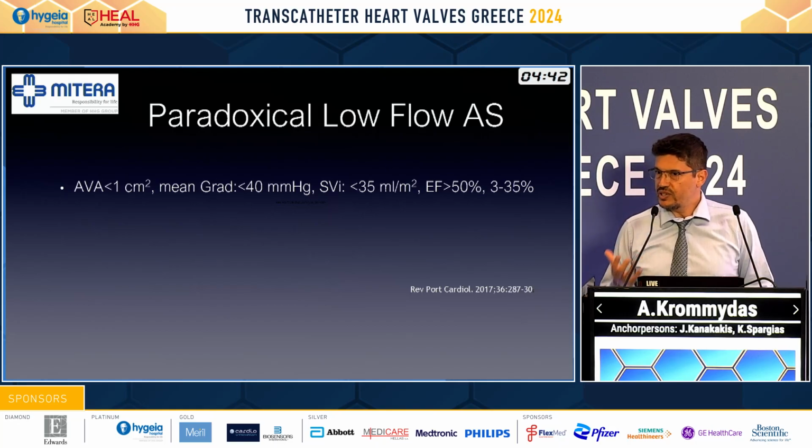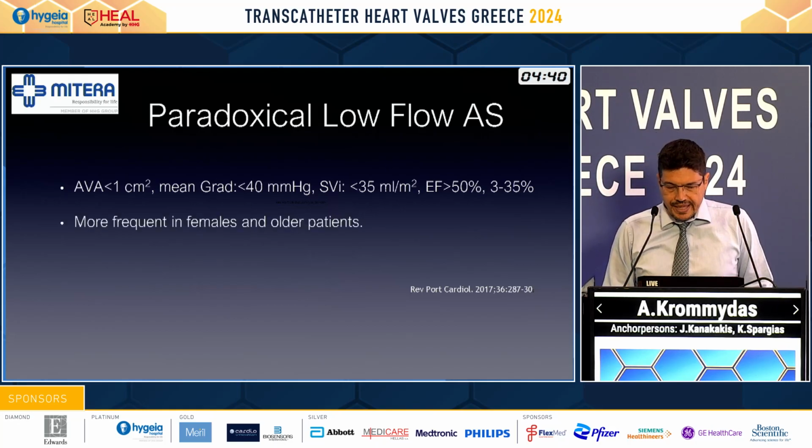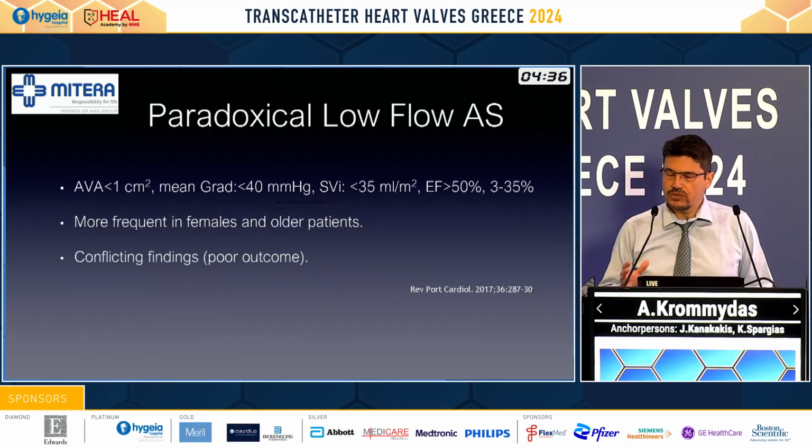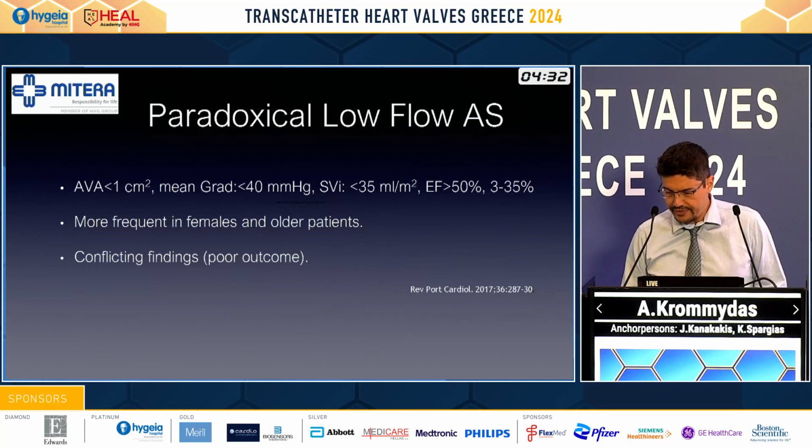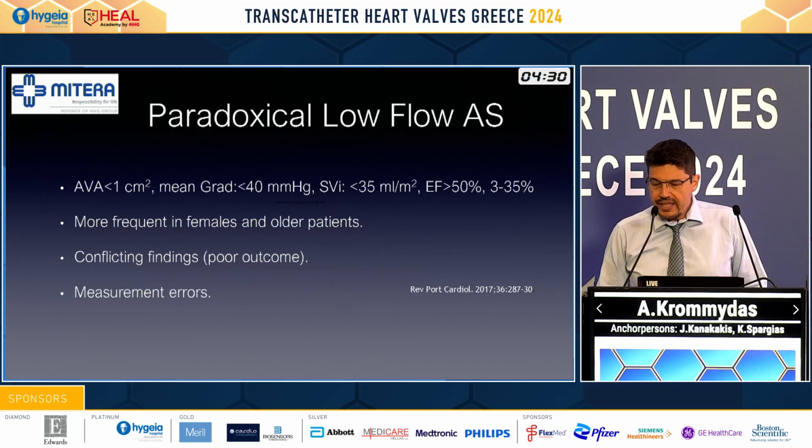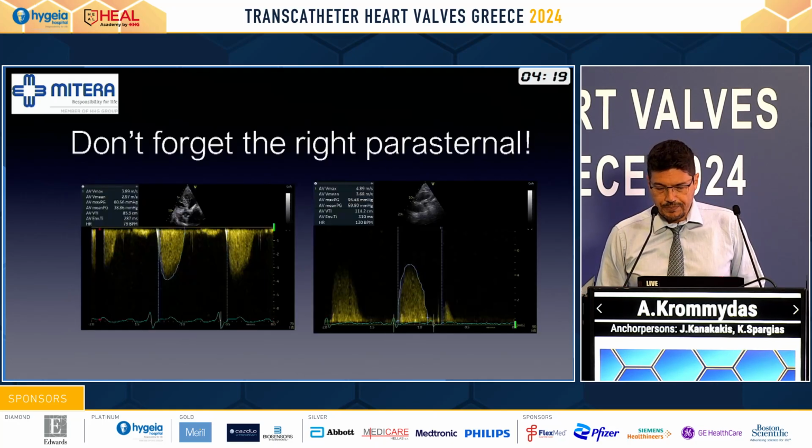Another category is the paradoxical low-flow aortic stenosis, similar to the previous one, but it involves ventricles with preserved ejection fraction, and it's more frequent in females and in older patients. There are conflicting data regarding the severity of the aortic stenosis, but generally speaking, the outcome is poor. It's important to exclude measurement errors. I'll show you an example of what we mean by that. And if there are inconclusive data, then again, we perform a CT calcium score.